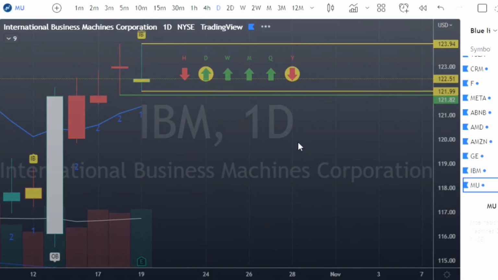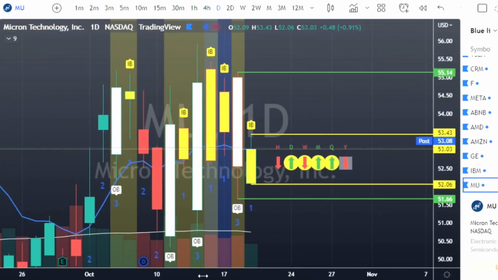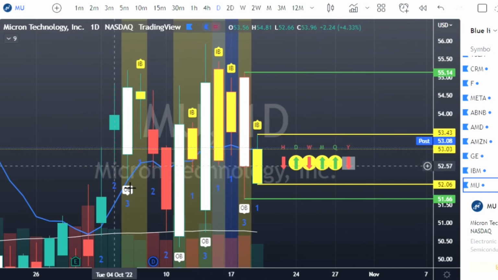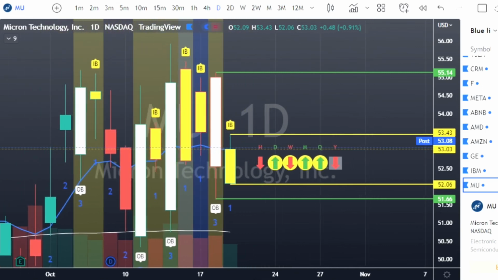MU also has, what do we have here on MU? An inside bar. And this one's a little tricky because we have had this outside bar, inside bar, outside bar. Just a lot of chop with Micron the last couple weeks. So we'll see at some point. We're basically stuck. This is what CyberDog would call, or Sarah Strat Sniper would call, a mother bar.